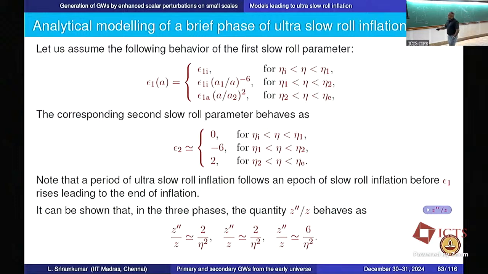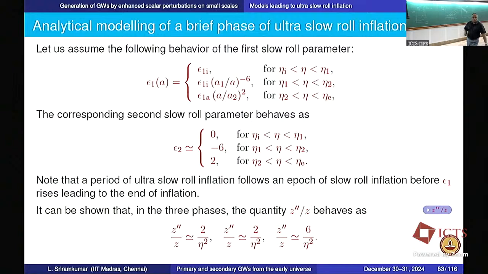And so, as I mentioned, there is a period of ultra slow roll inflation which follows an epoch of slow roll inflation before epsilon 1 rises, leading to the end of inflation. And the fact that these numbers are large implies you have deviations from slow roll inflation. What you can show amazingly is the following. You can take these expressions for the slow roll parameter, and since you can choose your parameters here, epsilon 1i, epsilon 1a, to be very small, the background evolution as far as the scale factor is concerned is very similar to that of de Sitter.